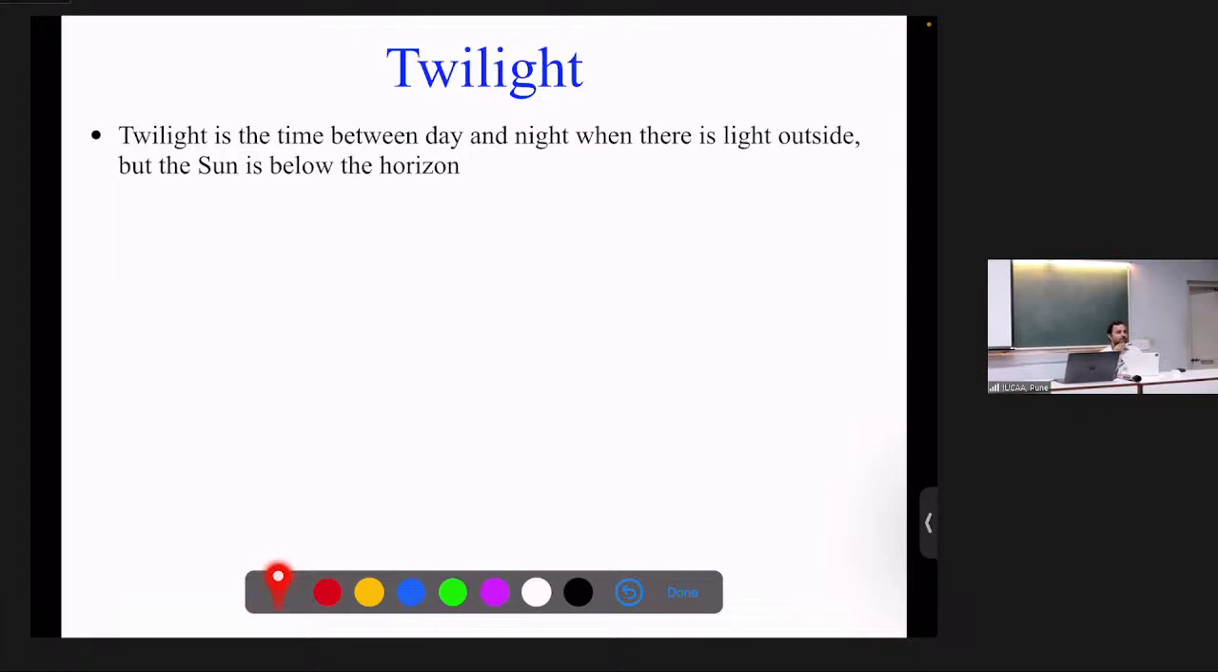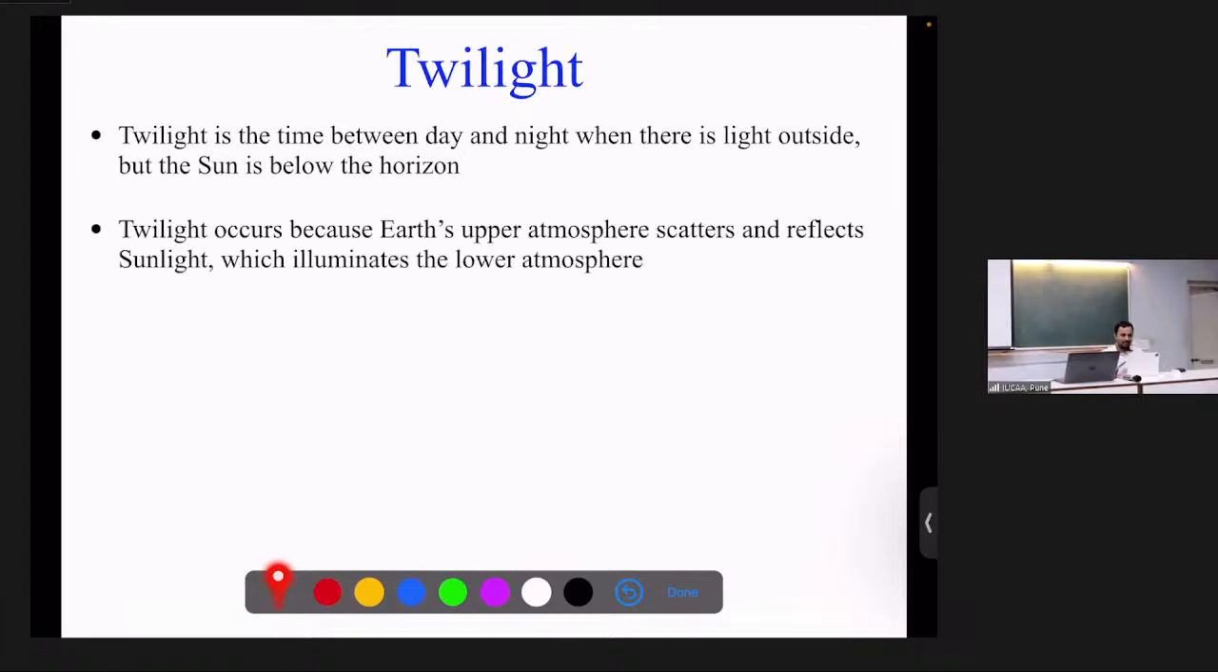Scattering of? Don't scatter the sun, scatter the sunlight. Twilight occurs because Earth's upper atmosphere scatters and reflects sunlight, which illuminates the lower atmosphere.